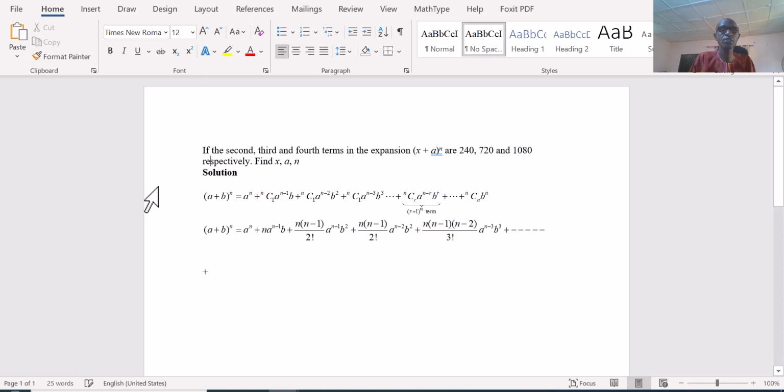Okay, we are given this binomial expansion question. It says that if the second, third, and fourth terms in the expansion of (x + a) raised to the power of n are 240, 720, and 1080 respectively, find x, a, and n. So we want to see how to go about that problem.